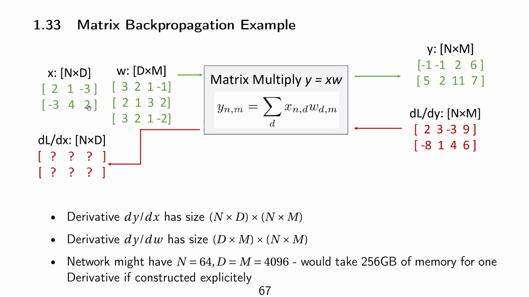Now similarly, we could ask, what is DLDW? Now we would like as output a 3 times 4 matrix. So we will try to find a way to multiply DLDY with X such that we get a 3 times 4 matrix. And how can we do that?